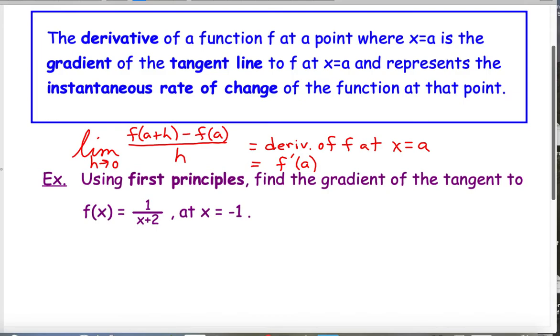All right, so let's do that for this specific point. So we're going to find the limit, and that's what they mean by first principles. We're using this limit of the difference quotient, the limit as h approaches 0. Now, I'll go ahead and write it out a little more formally. So we're going to do f of a plus h. Now, a in this case is -1. So f of -1 plus h, minus f of a, so f of -1, all over h.